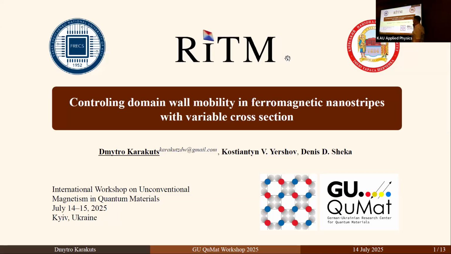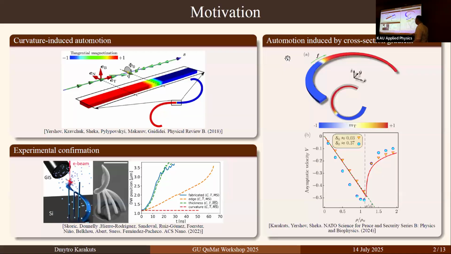Good evening, colleagues. Today I will tell you about controlling the domain wall mobility in ferromagnetic nanostripes with variable cross-section by cross-section tailoring. It was shown that the domain wall motion can be manipulated by tailoring geometrical parameters. Controlling the domain wall motion is a key for perspective magnetic memory and can significantly improve spintronic devices.